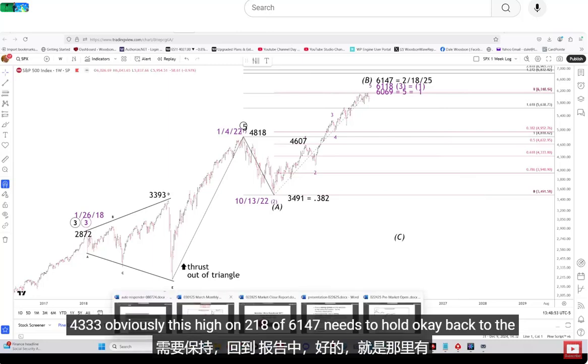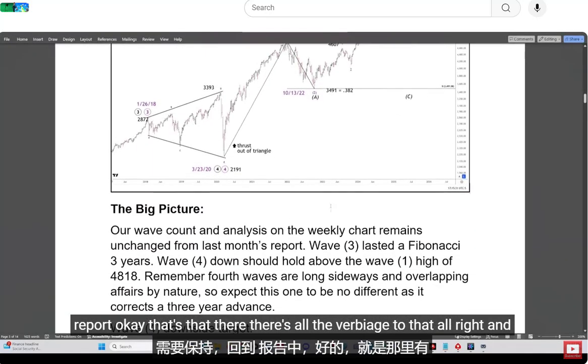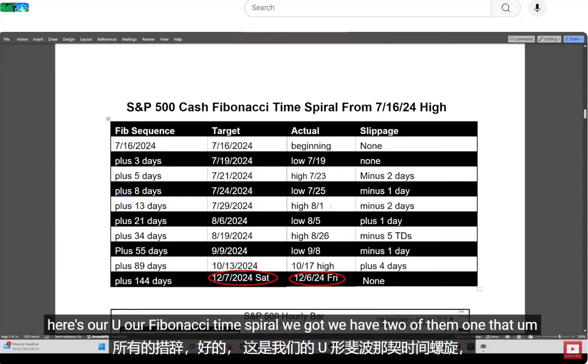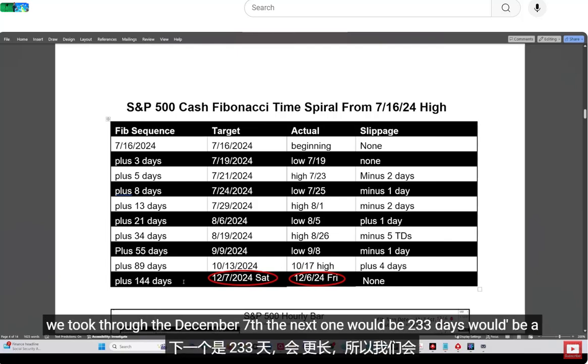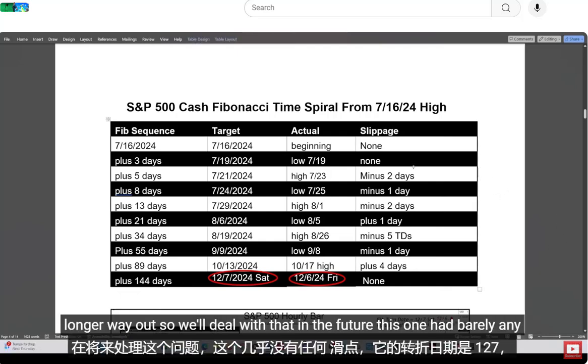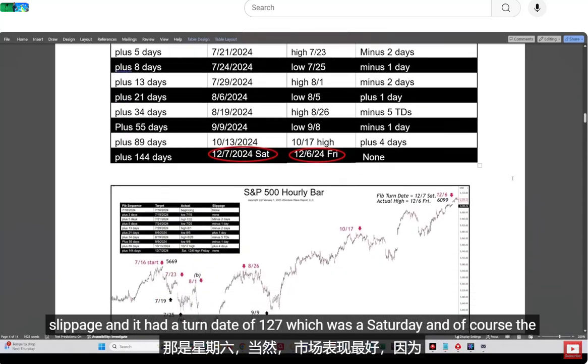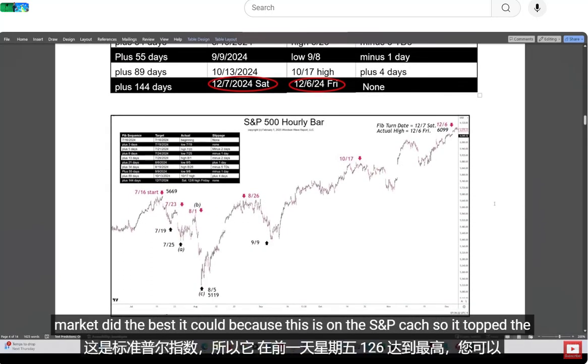Okay, back to the report. That's that there. There's all the verbiage to that. And here's our Fibonacci time spiral. We have two of them. One that we took through December 7th. The next one would be 233 days, a longer way out, so we'll deal with that in the future. This one had barely any slippage and had a turn date of 12/7, which was a Saturday. And of course, the market did the best it could because this is on the S&P cash, so it topped the day before on Friday, 12/6.